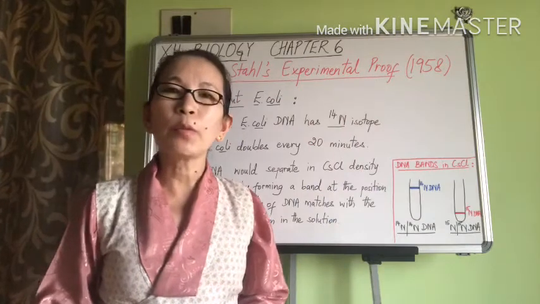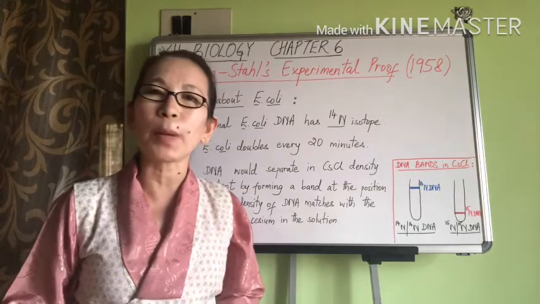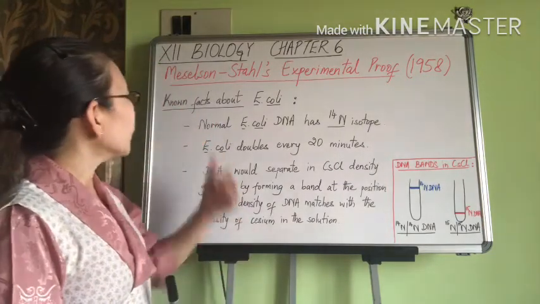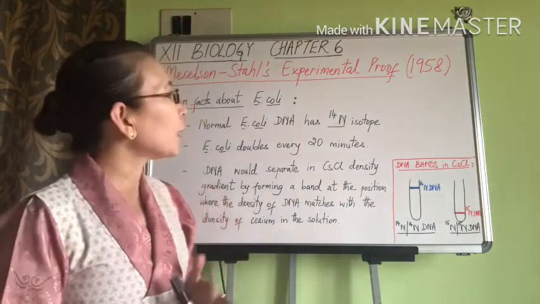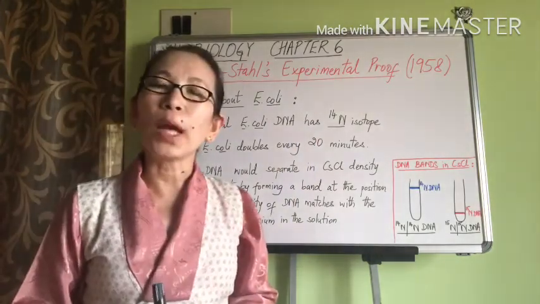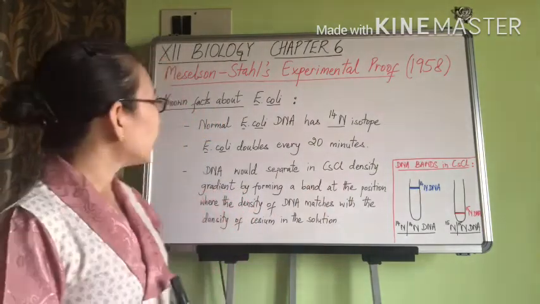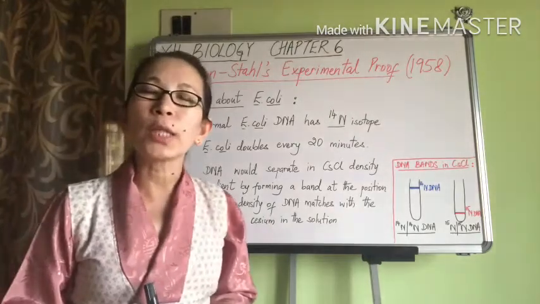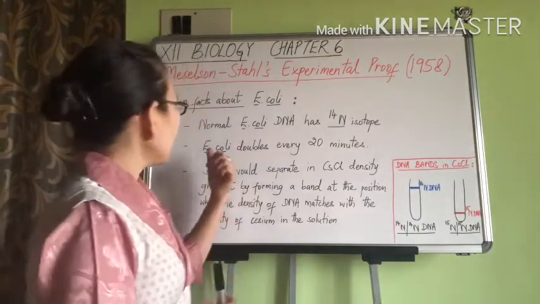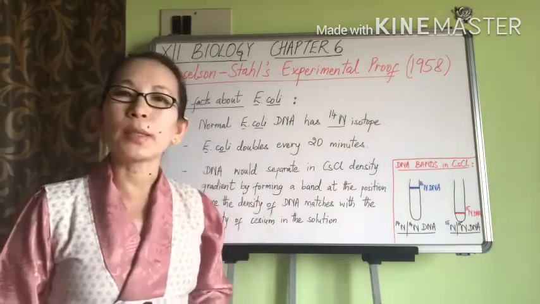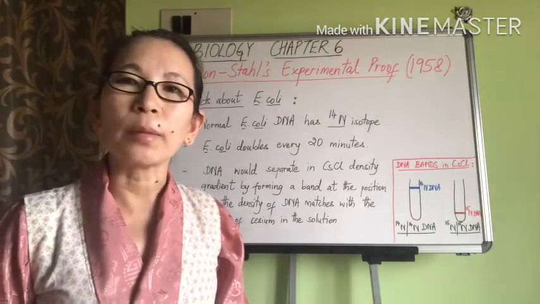I'll briefly explain some of the facts which were already known to Meselson and Stahl before they went forward with their experiment. They knew that normal E. coli DNA has the N14 isotope, which means the natural nitrogen isotope in E. coli is N14, and this is applicable to all living cells. They also were aware of the generation time of E. coli, or the time that is required for the E. coli to reproduce. E. coli doubles every 20 minutes. In every 20 minutes, they would be completing one replication cycle.